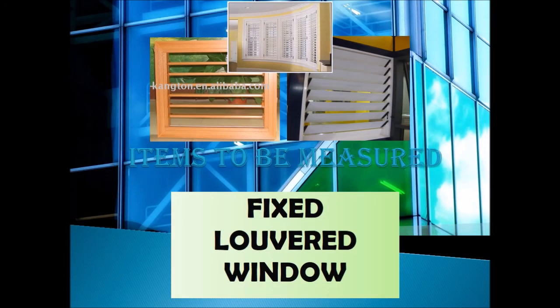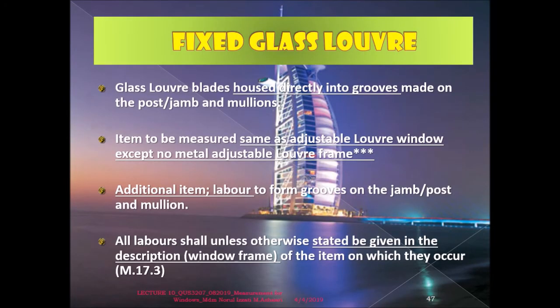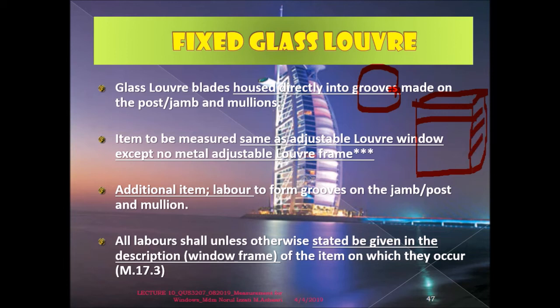Okay, next one, fixed louvered window. This shows the difference between adjustable and fixed glass louvered window. Normally, the glass louvered blade will be housed directly into the groove. What is the meaning of the groove? If you still remember in your CT2, when you learned about door and window, let's say this is the frame. The glass blade will be housed directly inside this glass louvered, something like this. So you have to put the glass blade housed inside this. So that is the meaning of the groove.